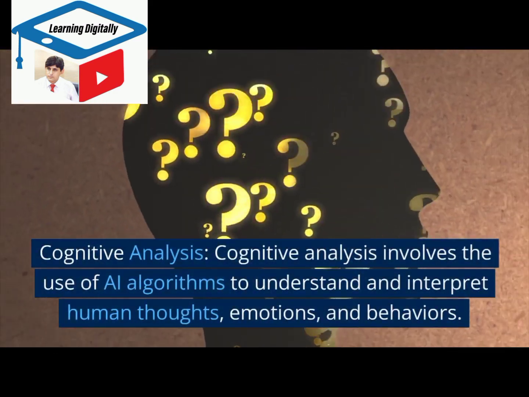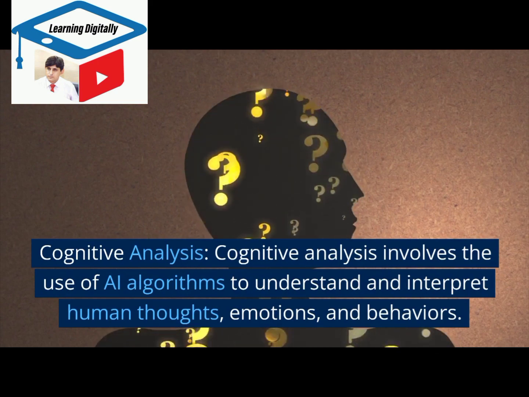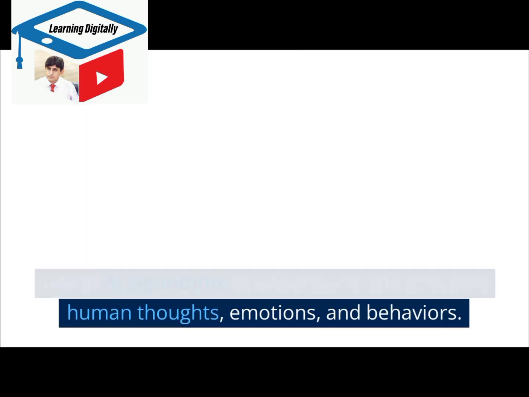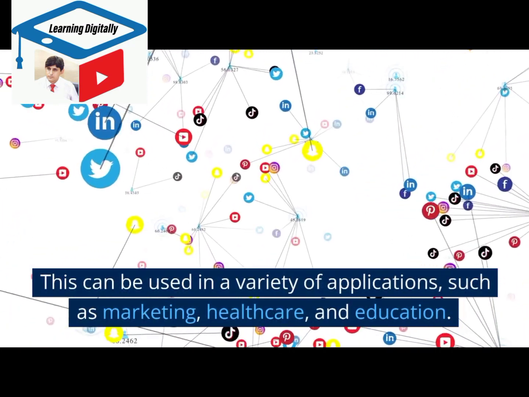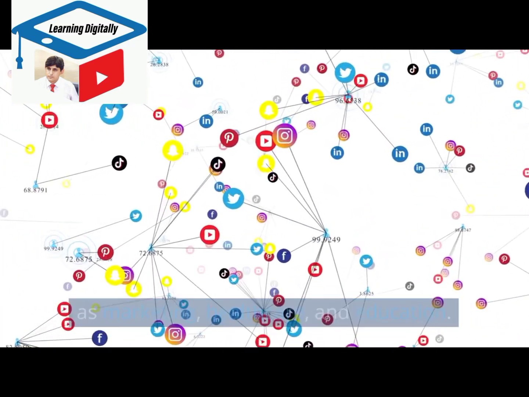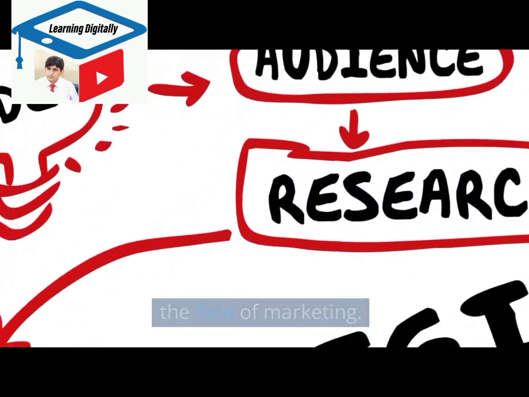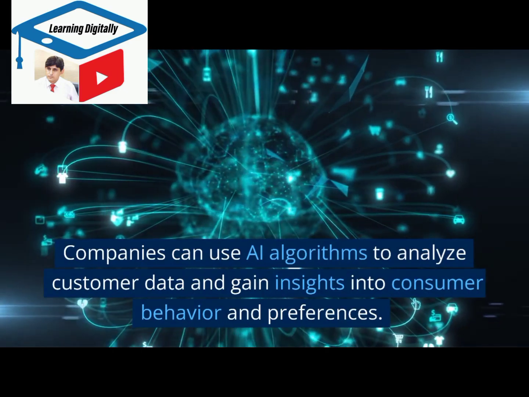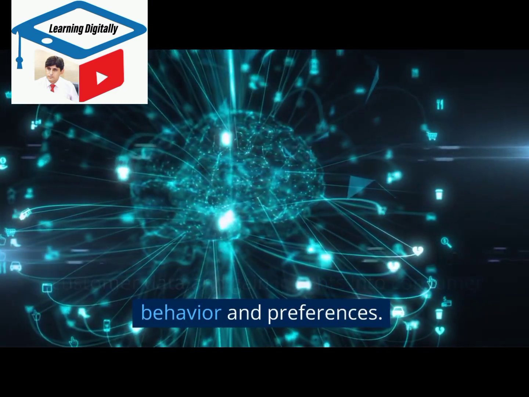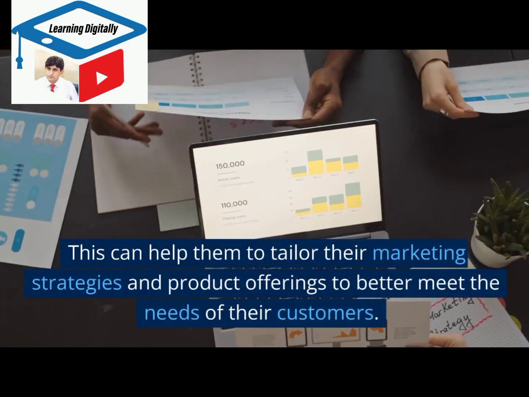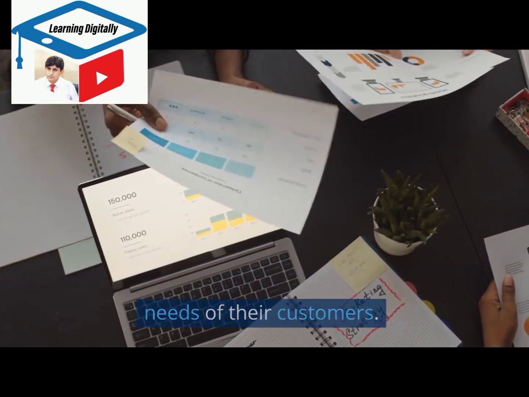Cognitive analysis. Cognitive analysis involves the use of AI algorithms to understand and interpret human thoughts, emotions, and behaviors. This can be used in a variety of applications, such as marketing, healthcare, and education. One example of cognitive analysis in action is in the field of marketing. Companies can use AI algorithms to analyze customer data and gain insights into consumer behavior and preferences. This can help them to tailor their marketing strategies and product offerings to better meet the needs of their customers.